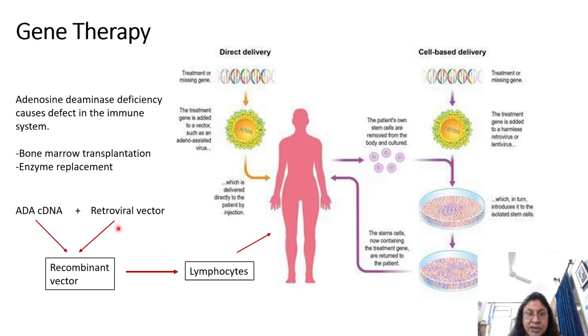So in this particular case, what you see is that now there is this adenosine deaminase cDNA. It is the cDNA which is derived from mRNA, messenger RNA, and reverse transcribed into a cDNA, which is coding for this. It is cloned into a retroviral vector. All right, so you now create a recombinant vector. This recombinant vector is now transformed, or transfected, introduced into lymphocytes, which are the sites of producing this adenosine deaminase. Okay, then these lymphocytes are directly injected into a person. So this is something which is called a cell-based delivery.